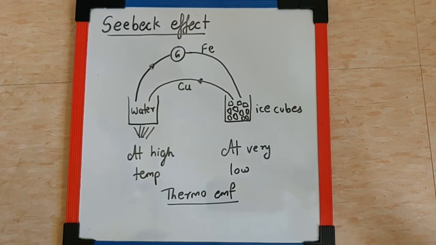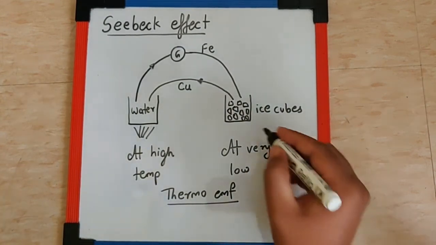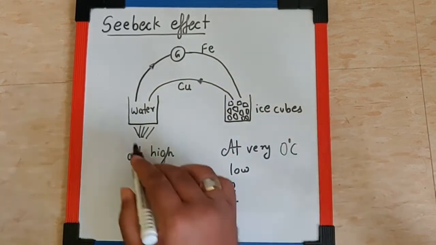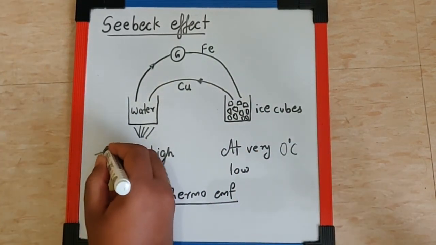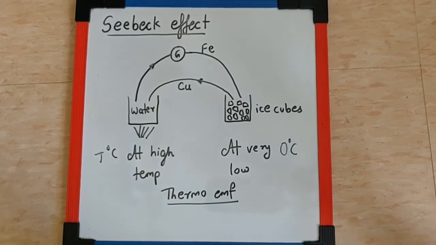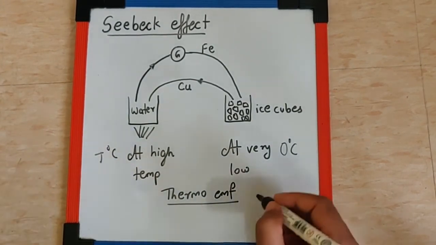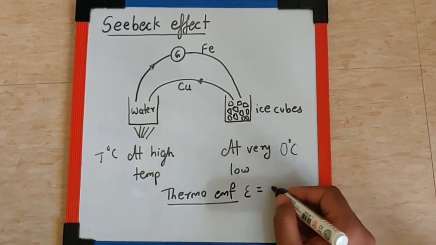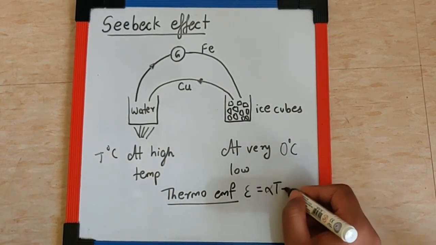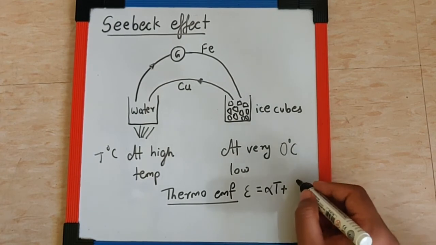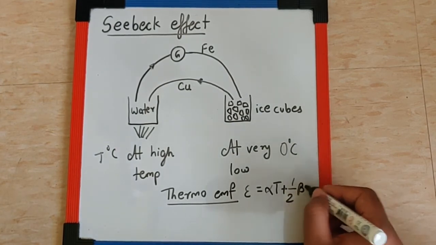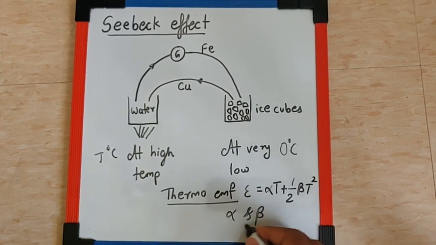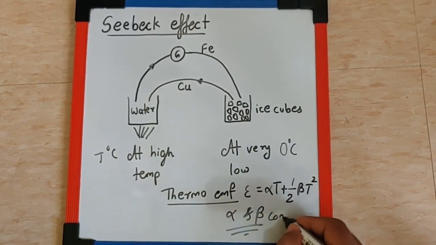Now let's assume that the temperature of the cold junction is 0 degrees Celsius and the temperature of the hot junction is T degrees Celsius. Then the thermo EMF produced can be given by the formula alpha T plus half beta T square, where alpha and beta are thermo constants.